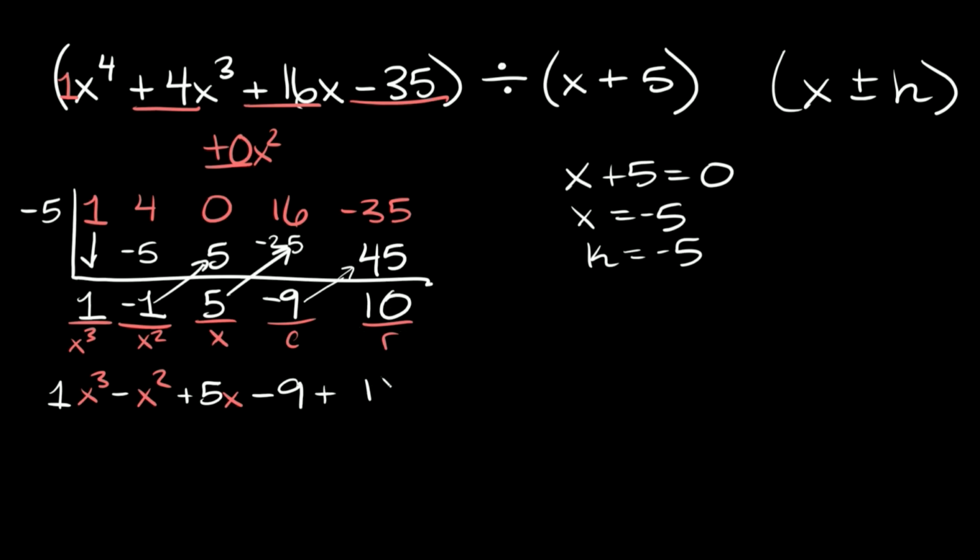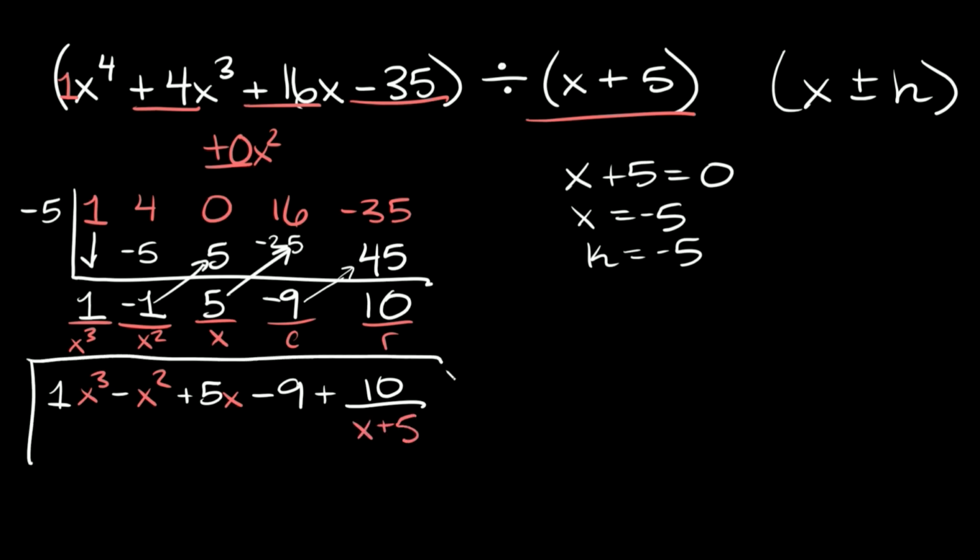So plus 10. And remember, for our remainder, it's always a fraction, and the bottom of our fraction is whatever we were dividing by. So this guy right here, x plus 5. So then that would be your final answer right there.